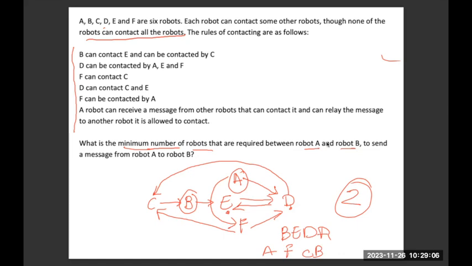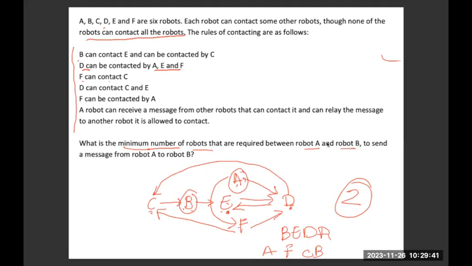Yeah, so Kavya, I just went step by step. B can be contacted by E and it can also be contacted by C. So I drew that loop, first started with C, B and E loop. Then D can be contacted by A, E, F together. So E was there, I just connected it and then added A and F because D can be contacted by both. F can contact C, so this reverse loop happens.